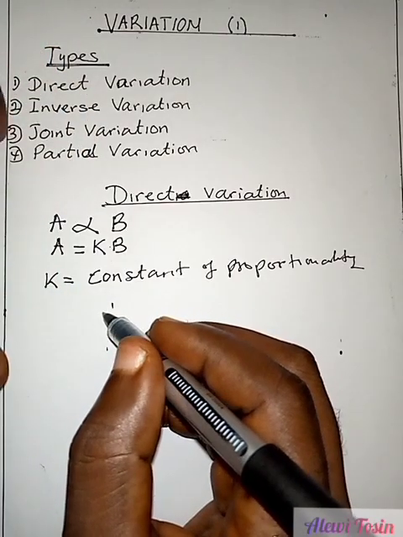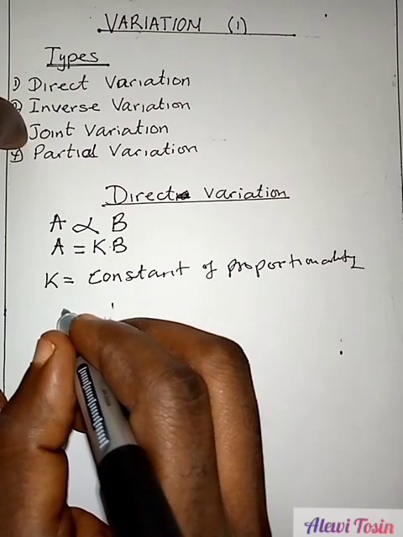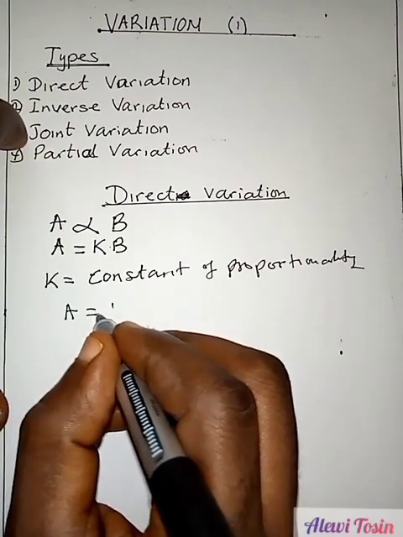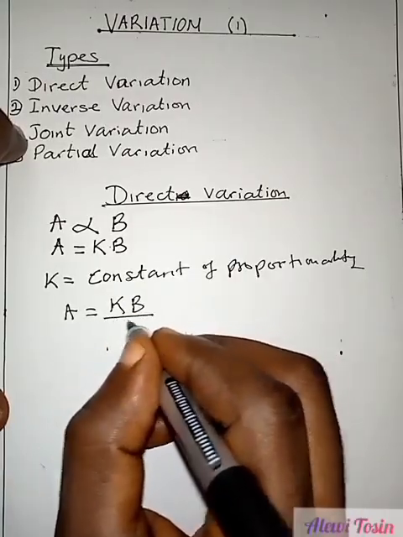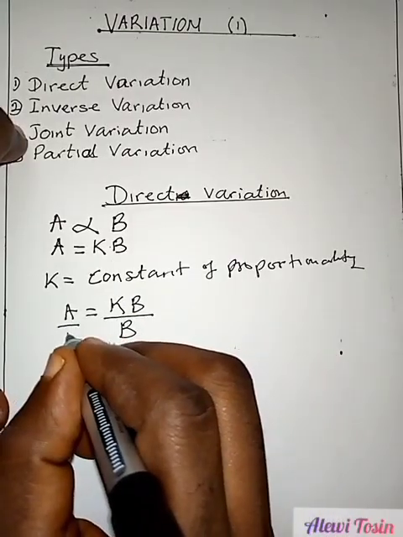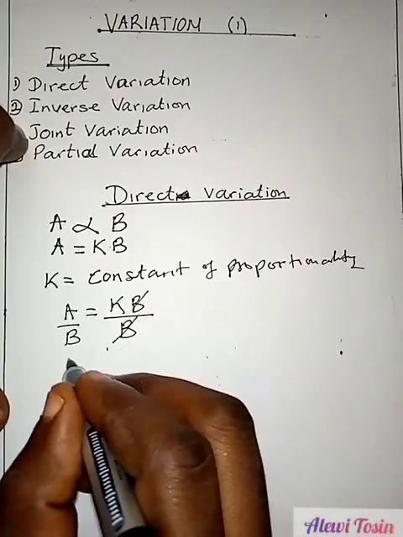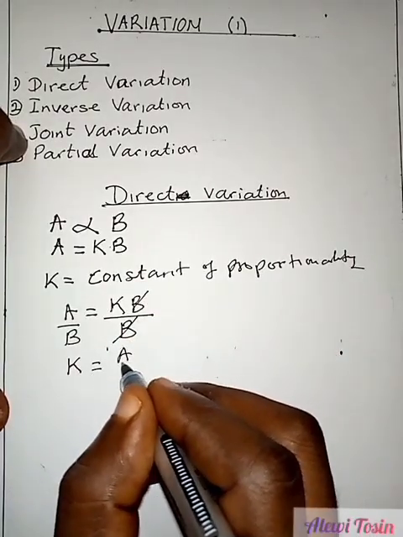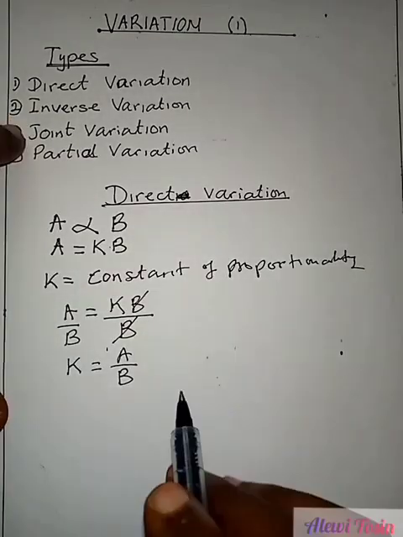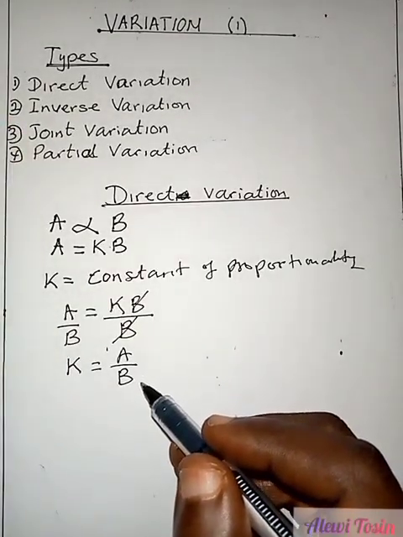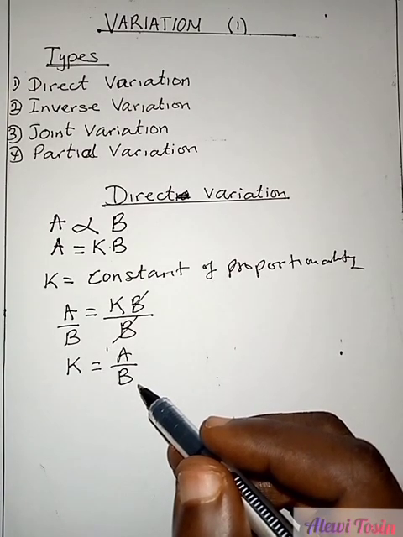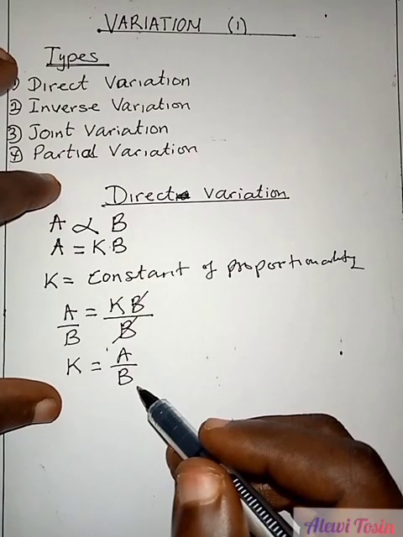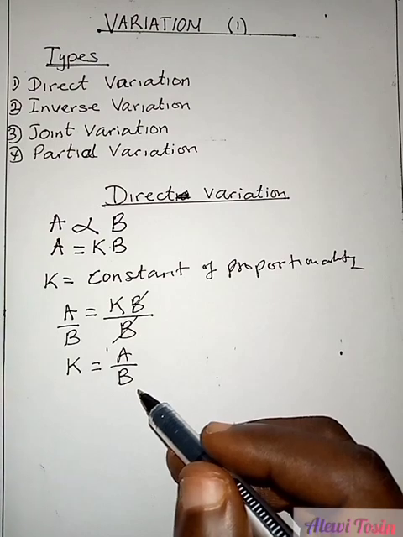Which means that for us to take a question on variation, we must first know what our constant is. To get our constant, we divide through by the coefficient of the constant, which is B. So we say that the constant is A over B. After we know the constant, then we can determine any other variable we are told to determine. So that introduces the concept of direct variation.